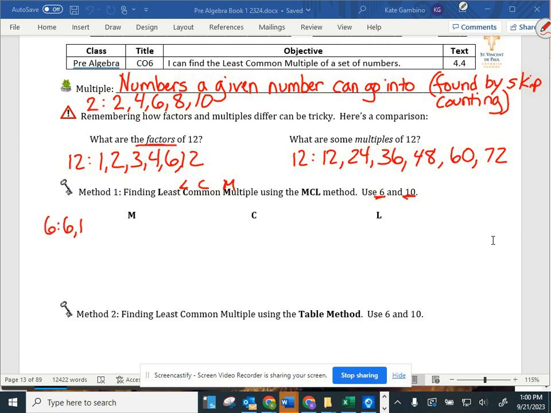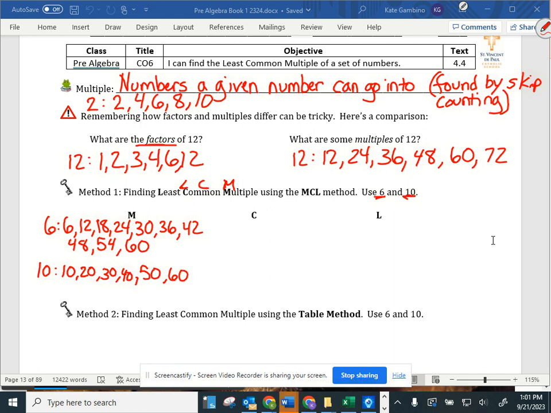So 6 times 1, 6 times 2, 6 times 3, 6 times 4, 6 times 5, 6 times 6, 6 times 7, 6 times 8, 6 times 9, 6 times 10. Now I'm going to do the same thing for 10. 10 times 1, 2, 3, 4, 5, 6. Have I already hit some multiples? Yeah, so I don't need to go all the way out to 10 because I've already hit some of their multiples. I can stop myself.